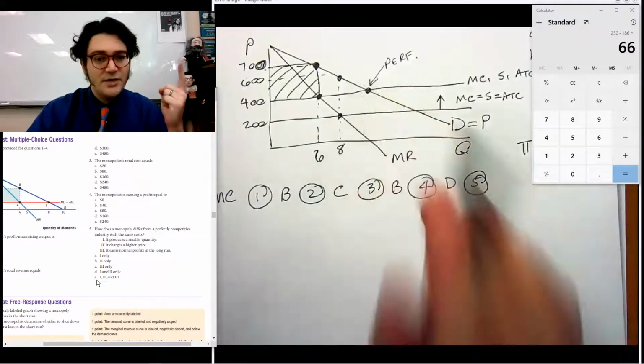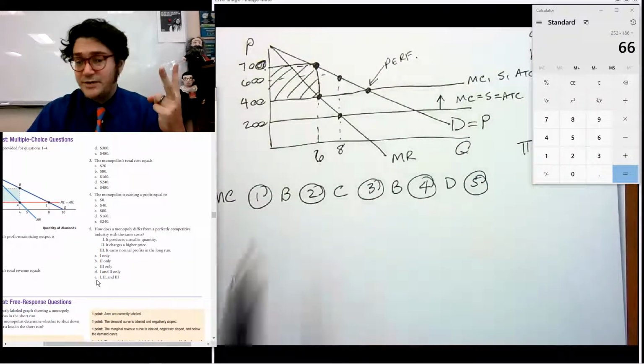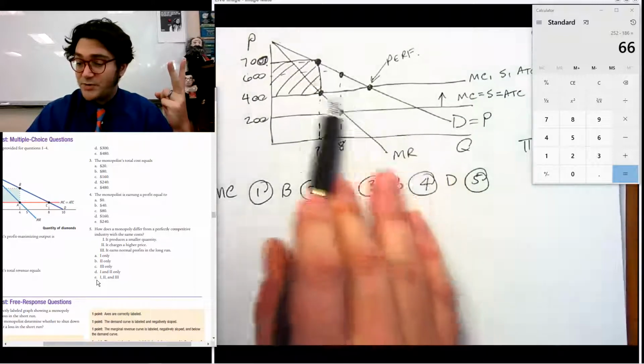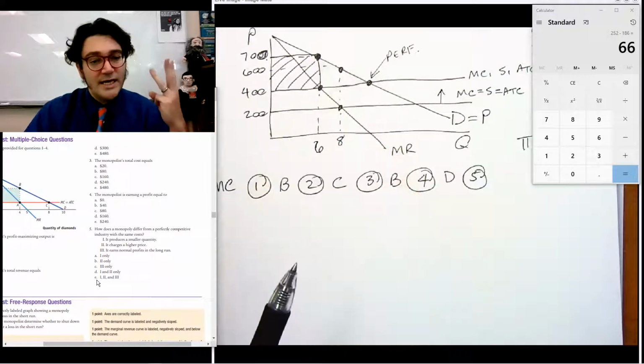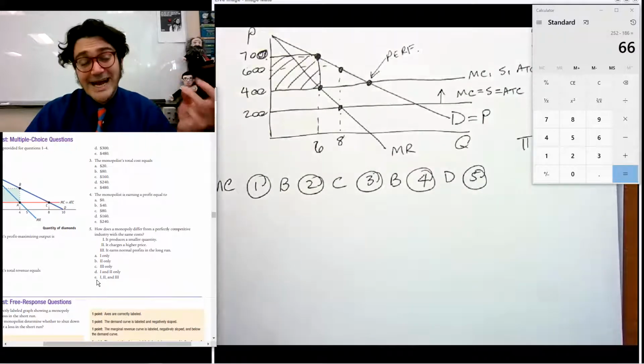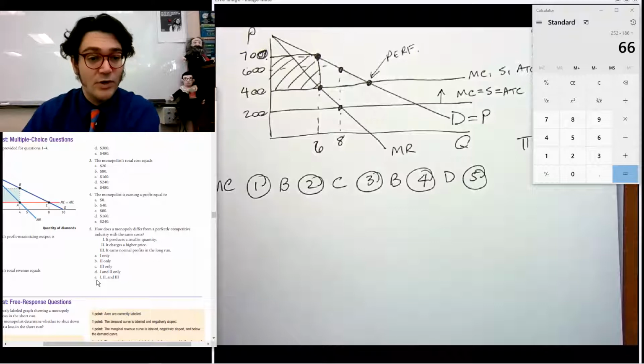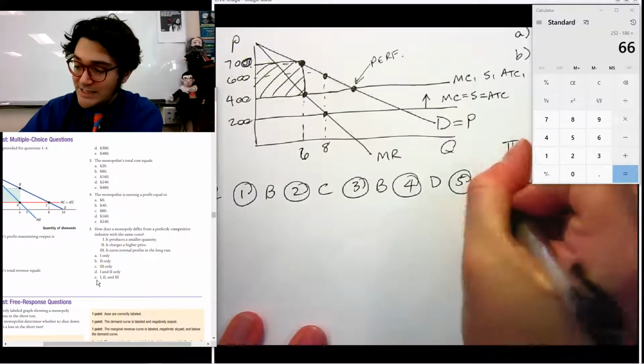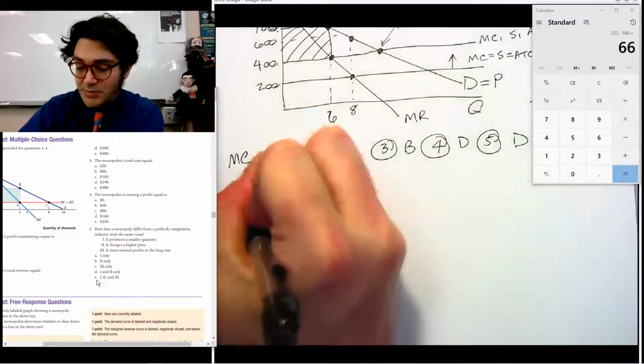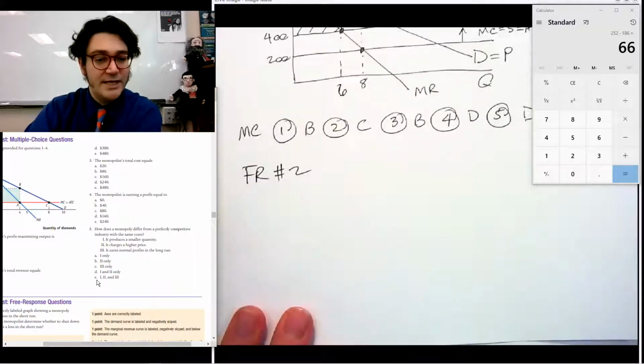That's the idea here. It charges a higher price. That is true, right? That this would be the perfectly competitive price, but we know they charge way up here. And it earns normal profits in the long run. No, it does not. The perfect competition firm does, but the monopolist does not. So we'd say 1 and 2 only. That is part D. Let's take a look at free response number 2, coming in for a landing.